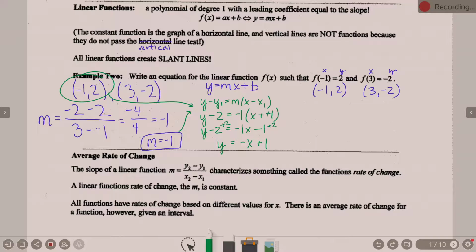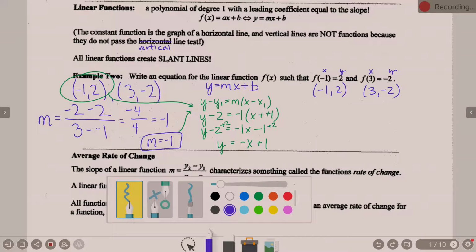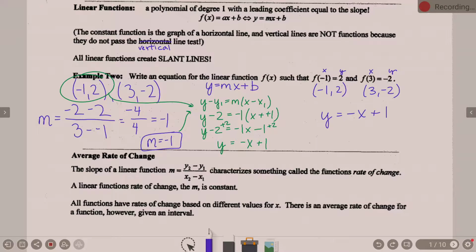Did anyone try and go the way and find b instead? Either way works. I don't have a preference, as long as you have a way that you have confidence in. Okay, so they said write an equation. So we could say y equals negative x plus 1. It did say for the linear function f of x, so officially I could say f of x equals negative x plus 1. Again, I'm fine with y equals negative x plus 1. Officially, as I said, linear function for f of x, so really that y should be replaced with f of x.